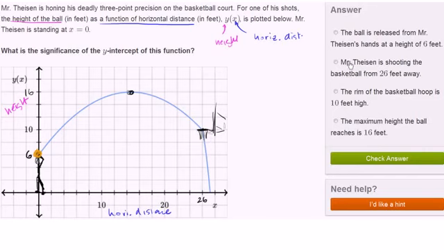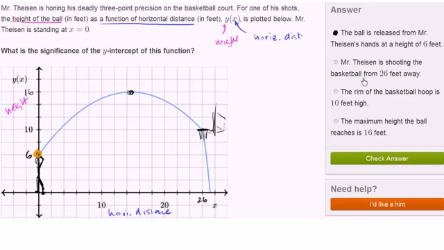Now, let's see which of these interpretations are consistent with the interpretation that we just did. The ball is released from Mr. Thiessen's hand at a height of 6 feet. Well, that looks exactly right. When x is equal to 0, the ball is 6 feet. And not only is that right, but that is the significance of the y-intercept of this function. The y-intercept is the value of y, the height, when x is equal to 0. So that is indeed the significance of the y-intercept.